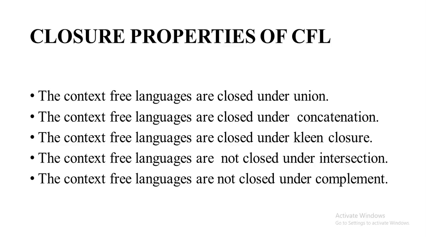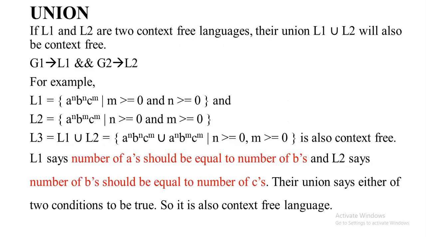There are 5 properties. Context-free languages are closed under union, closed under concatenation, closed under Kleene closure, but are not closed under intersection and are not closed under complement. So first we are going to see that context-free languages are closed under union.